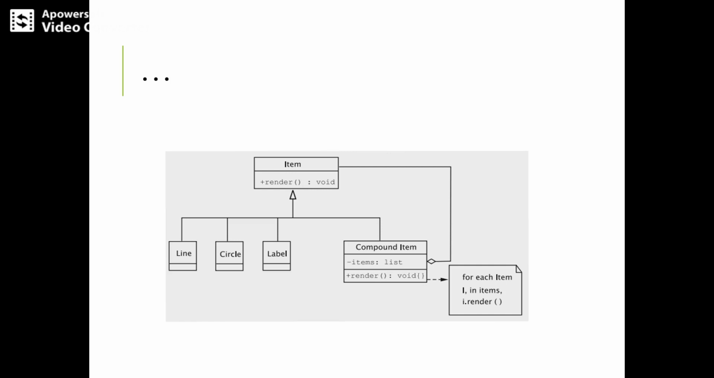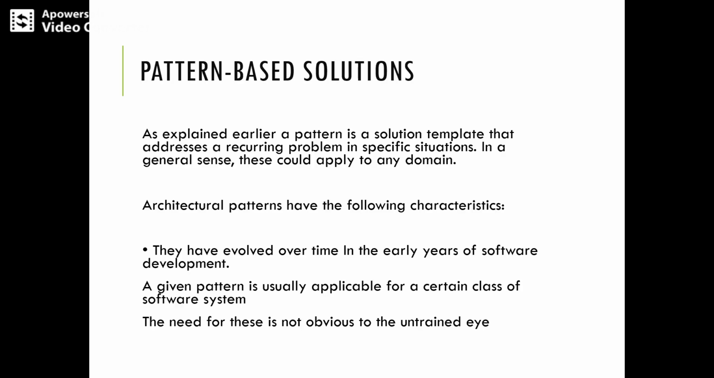So we have taken the main class item, rendered as the object, and the subclass compound item, for each item in terms of render, item list and render. So here line, circle, that we could follow, is the composite structural design pattern. Same thing, in a tree structured way, we have taken it as the item hierarchies. So next we'll continue with pattern based solutions.